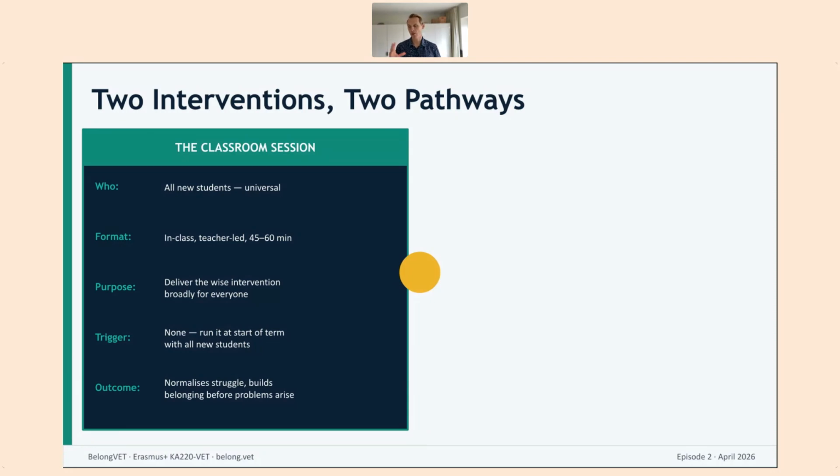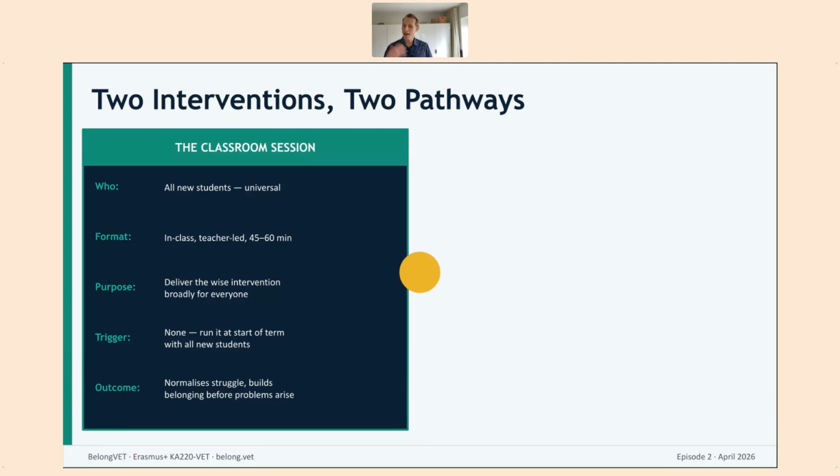And the trigger here is, there's no automatic trigger. They're not identified through any means. It's just that all new students starting in a full cohort are run through this intervention. And the outcome here is that it normalizes struggle.